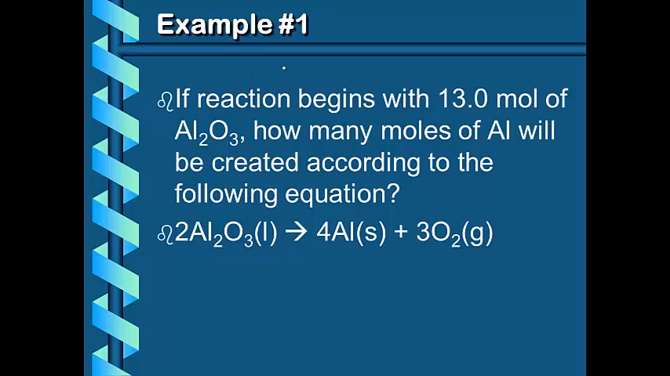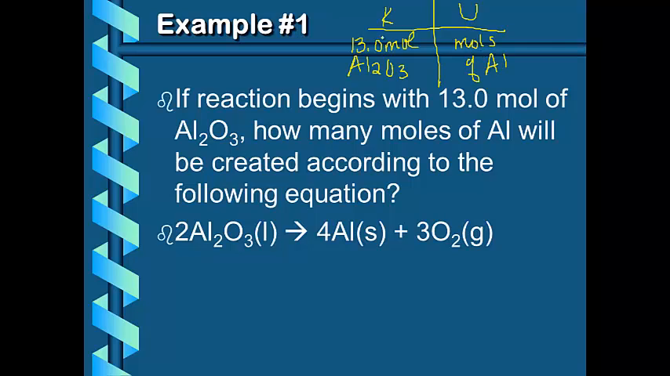If I have a reaction that begins with 13 moles of aluminum oxide, how many moles of aluminum will be created according to the following reaction? All right, I'm going to put my known and my unknown up here. I start with 13.0 moles of aluminum oxide. My unknown is how many moles of aluminum.